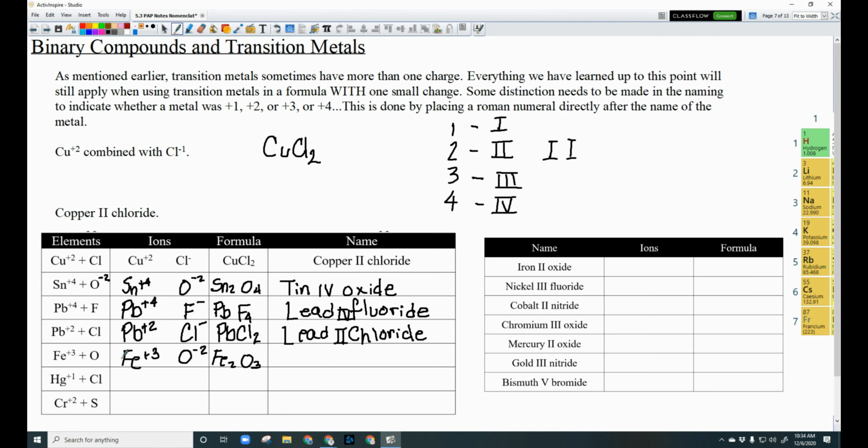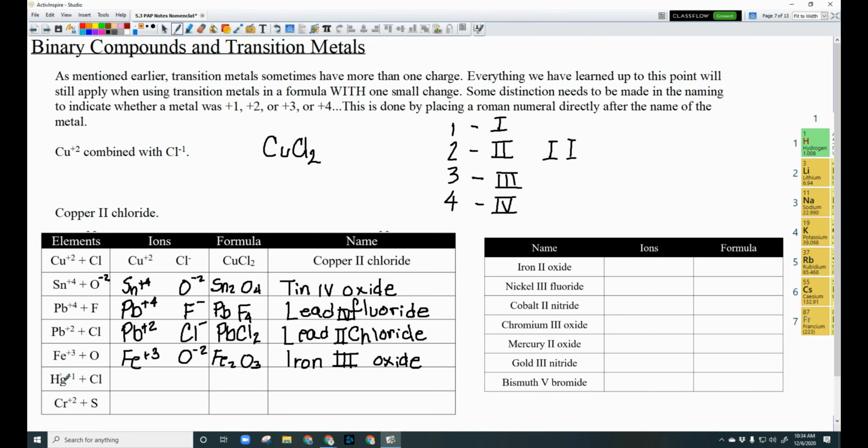All right. Iron. So this is iron. And what's the charge? 3. So we're going to do iron 3. Oxygen, oxide. Okay, I hope this didn't confuse you.